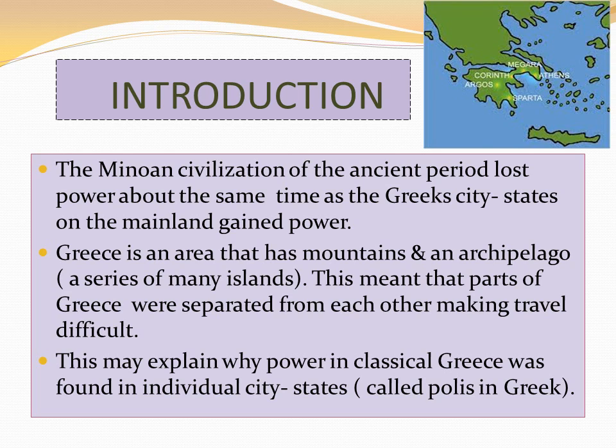Next, Greece is an area that has mountains and an archipelago, that is a series of many islands. This meant that the parts of Greece were separated from each other, making travel difficult. When you look at the geography of the region, it is not a plain region, but there are various mountains and various islands which make up Greece. So one government was not possible to govern the entire region of Greece. This may explain why power in classical Greece was found in individual city-states called polis in Greek. This may explain why all these city-states were like a country on their own.